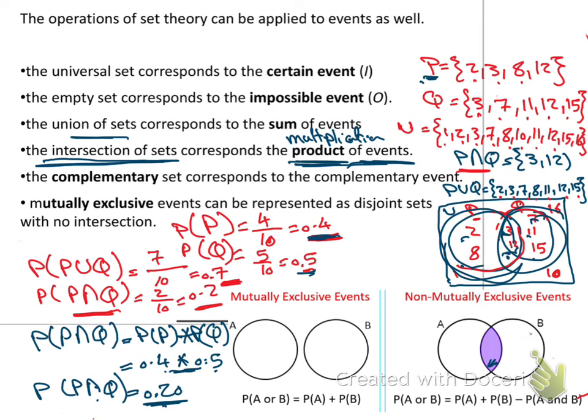In the case of the union, if you remember, we made it plus. So the probability of P plus the probability of Q minus the intersection, okay?